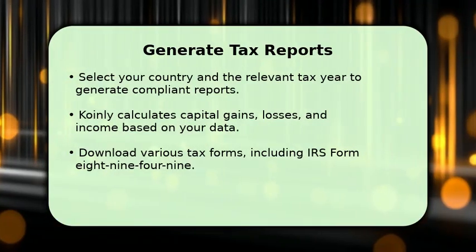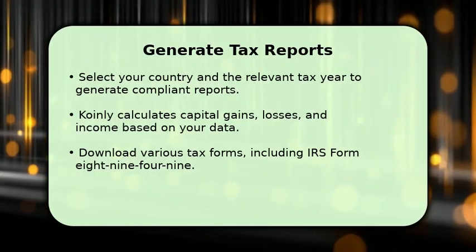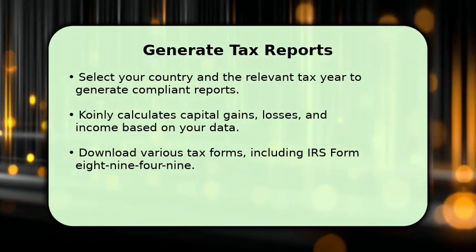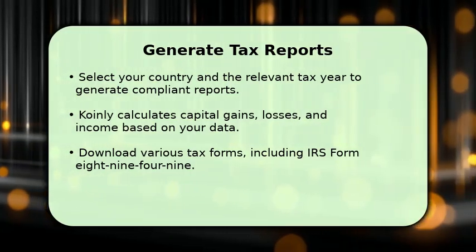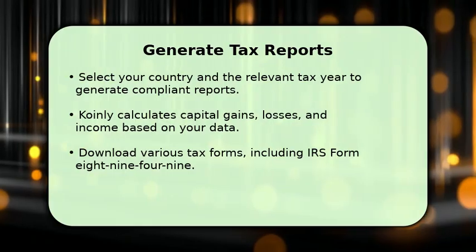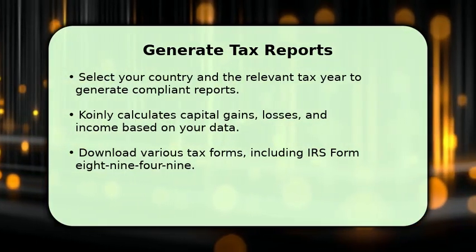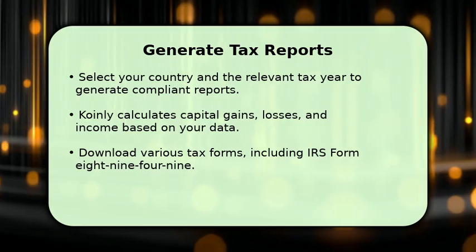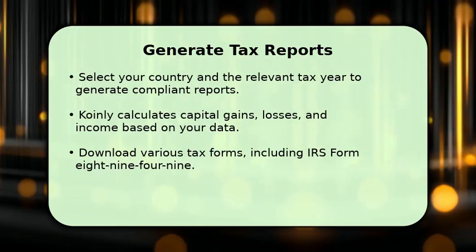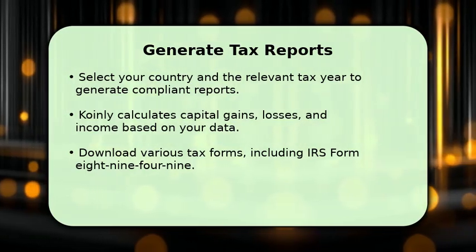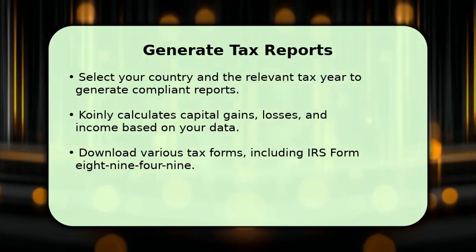With your transactions reviewed and categorized, generating your tax reports becomes straightforward. Simply select your country and the appropriate tax year. Koinly then automatically calculates your capital gains, losses, and income based on the data you've provided. You can download various compliant tax forms, such as IRS Form 8949 for United States users or specific reports for other regions. This step transforms complex data into clear, actionable tax documents, ready for submission.